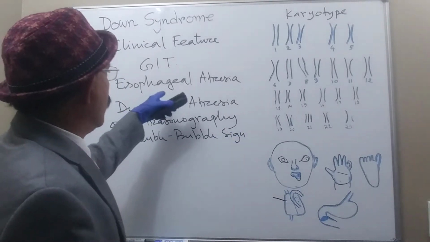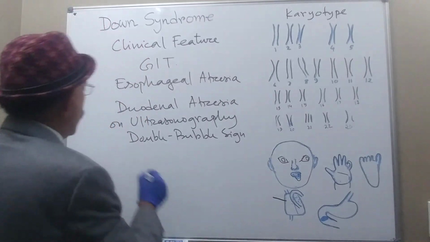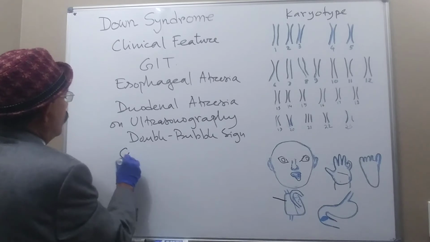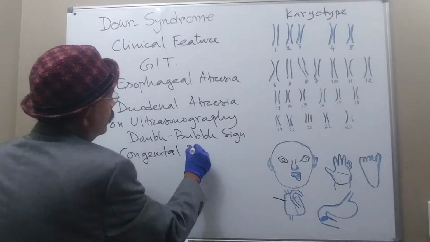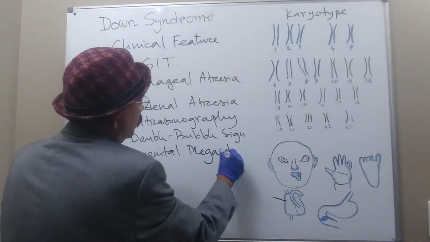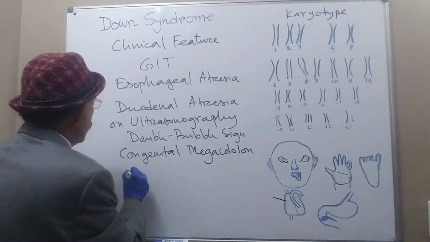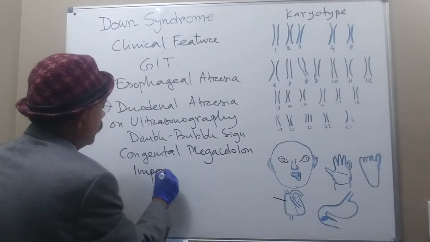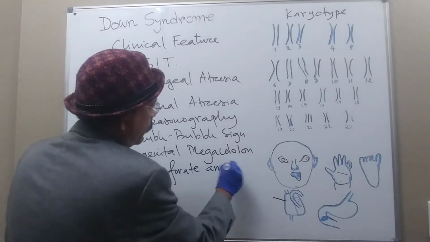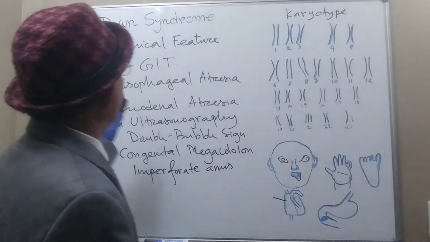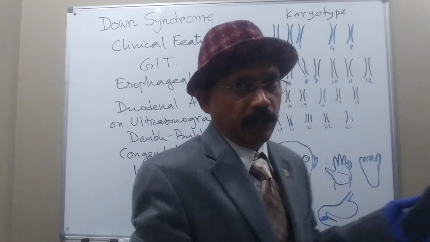So we may have atresia in other parts of the intestine, and there is more chance to get congenital megacolon. This is also called Hirschsprung disease, and imperforate anus. We got the findings in the clinical feature. We may get these findings.